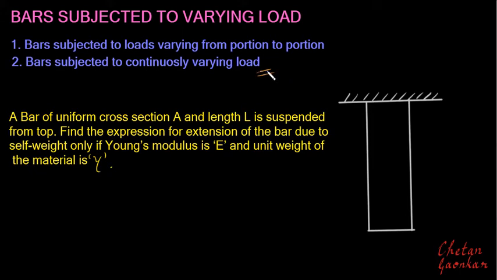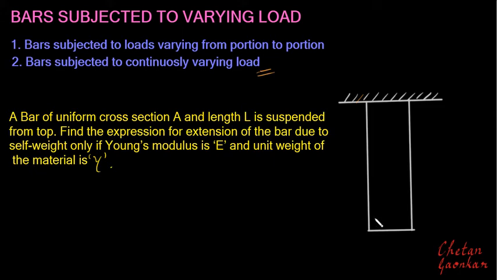Now for this, we will straight away take one example to understand this second case. Here we have a bar which is vertically suspended and fixed at this location. We need to find the expression for the extension of this bar due to its self weight. Since this is self weight, it will continuously vary from section to section.